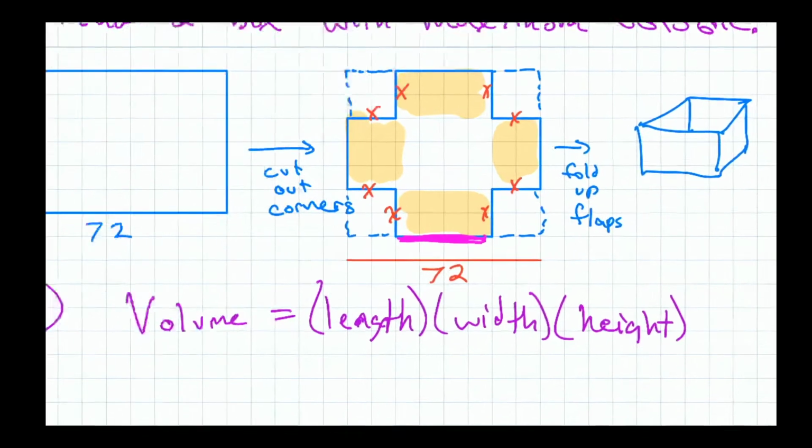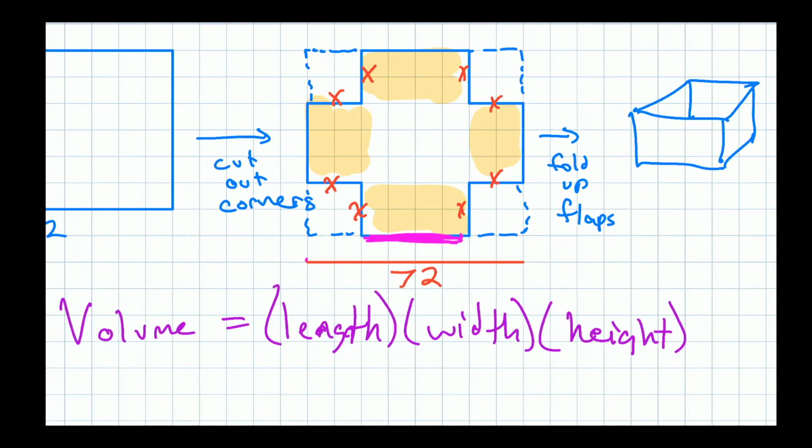The whole thing from here to here is 72. But the flap is not 72, because we cut out x. We cut out x on the left and we cut out x on the right. So the pink here is actually going to be 72 minus 2x, because we cut out x on the left and x on the right, so we get 72 minus 2x.